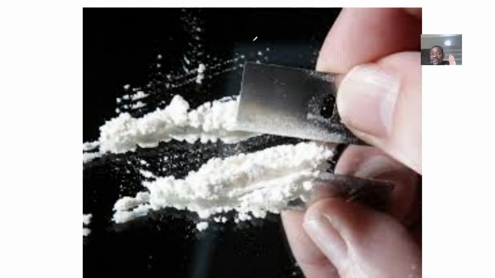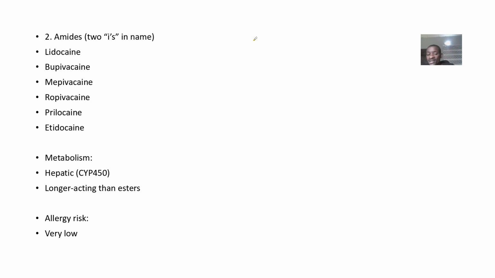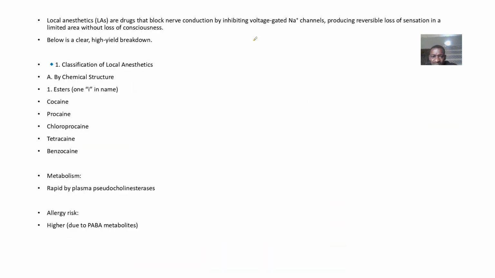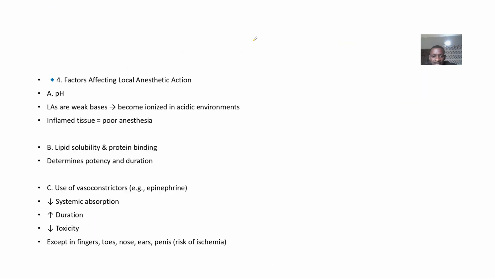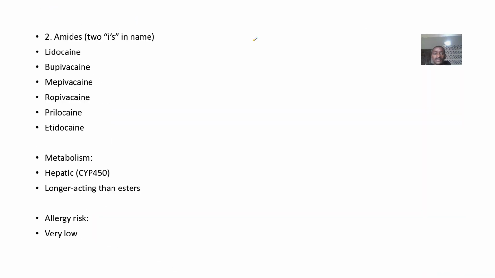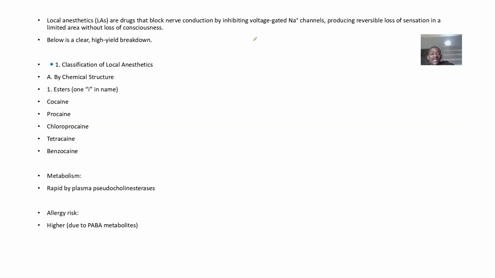So what's the next classification? We have local anesthetics that are derived from amides. Okay, so drugs like what? Lidocaine. I think I have their pictures here. Yeah, I have a picture of Lidocaine here. This is Lidocaine. What again? We have Bupivacaine, Mepivacaine, Ropivacaine, Prilocaine, and Etidocaine. So you can see that all of them end with caine.